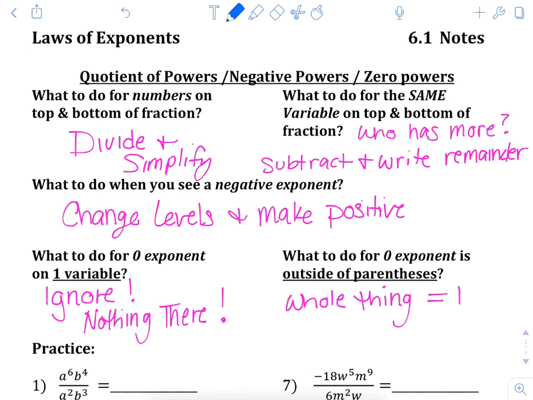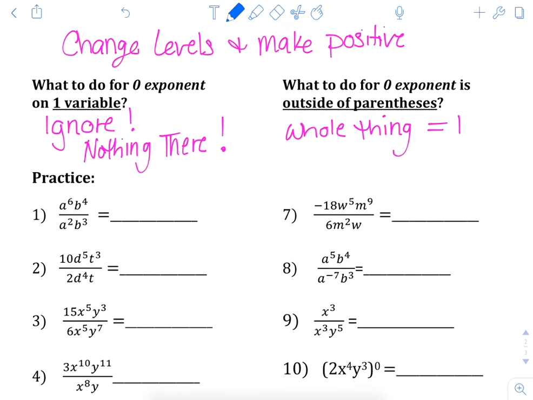Wonderful. So when we look at this problem, quotient of powers, negative powers, and zero powers, they all have to do with coming out of a fraction base, okay? So first question, what would I do for numbers if they're on the top and the bottom of a fraction? These are regular numbers. That's going to apply to questions like number 7, where you have a negative 18 and a 6. What are we going to do with those numbers?